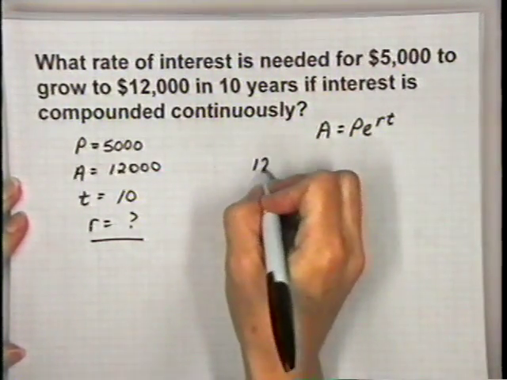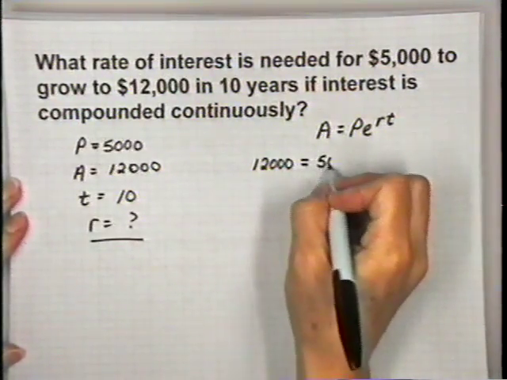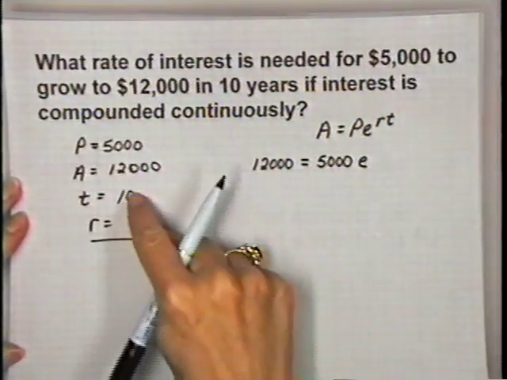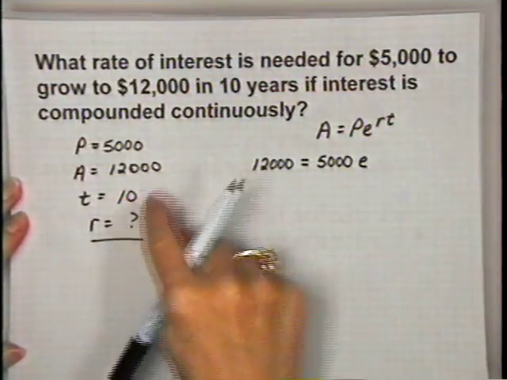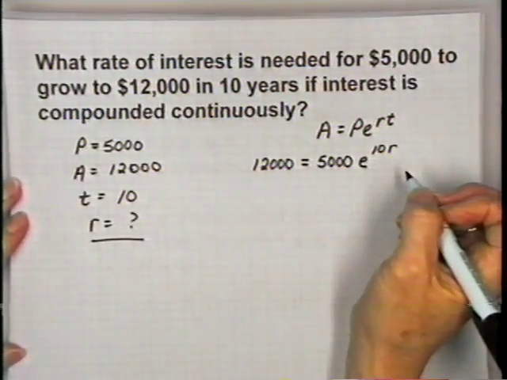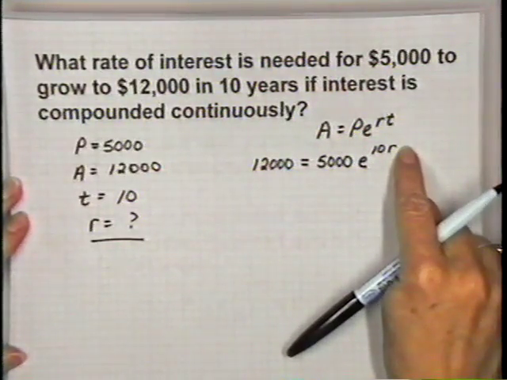A is 12,000 equals, our principal is 5,000 times e to the r times t. Well, since I don't know r, I'm just going to say r times 10 is 10r. Now look at this equation. Notice where your variable is. It's up there in that exponent, isn't it?